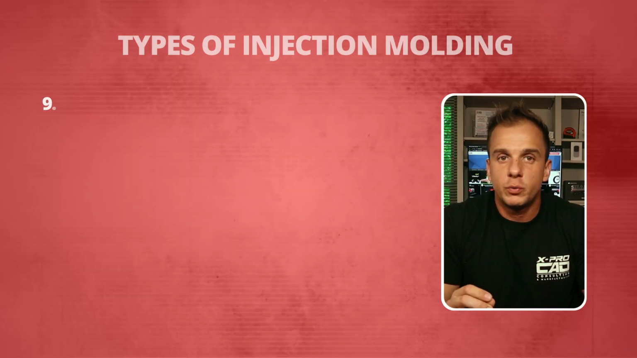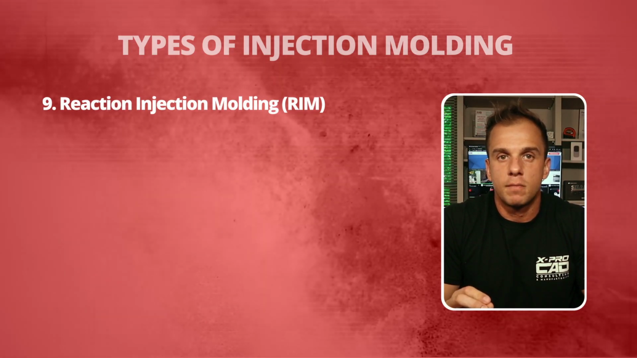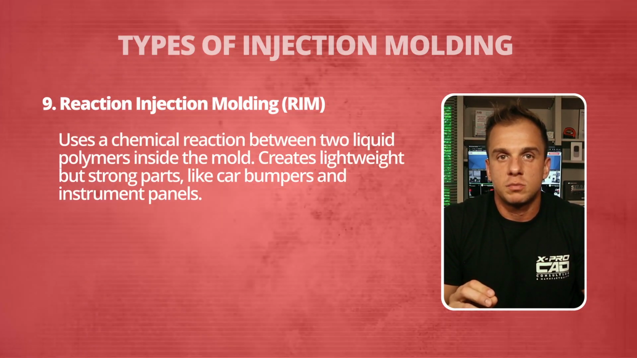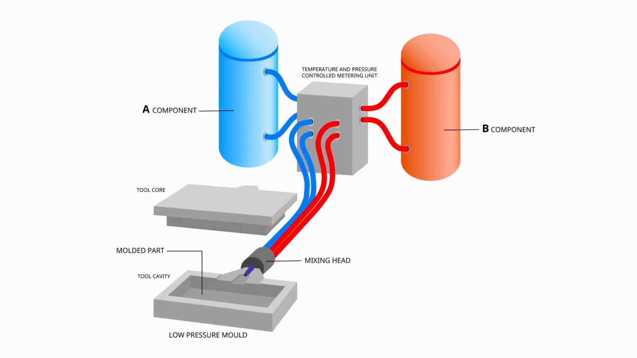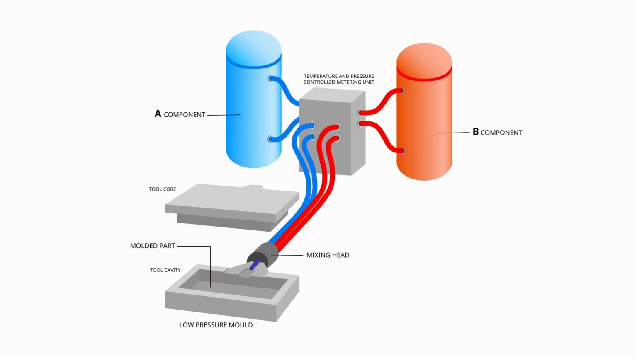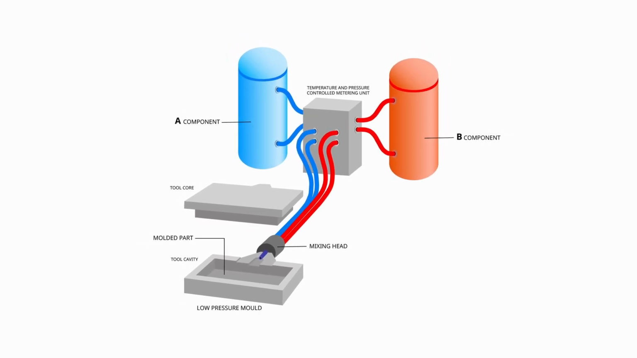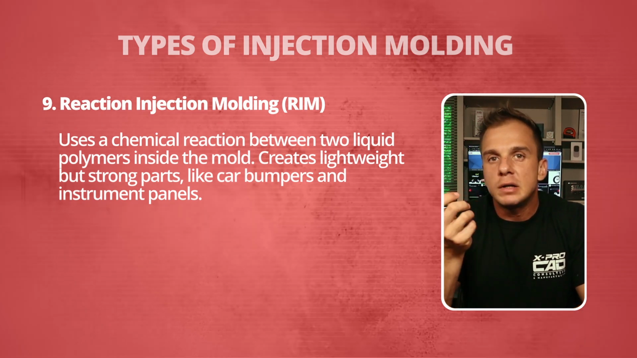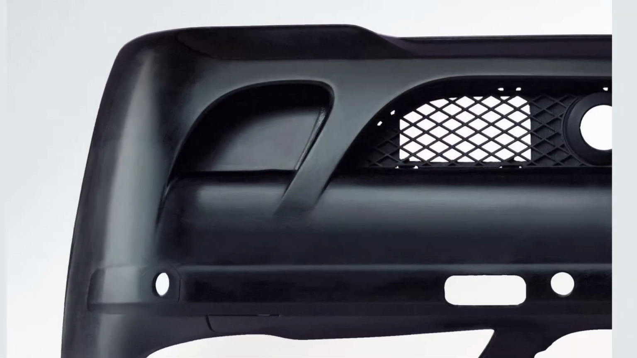Number 9 is something that we call reaction injection molding, RIM. Unlike thermoplastic injection molding, this one uses a chemical reaction between two liquid polymers to form a solid part. So now it's a liquid inside the mold. It's used for large, lightweight, impact-resistant parts such as automotive bumpers, instrument panels, and medical housings. Though technically not thermoplastic injection molding, it's part of the broader family of molded plastic techniques.